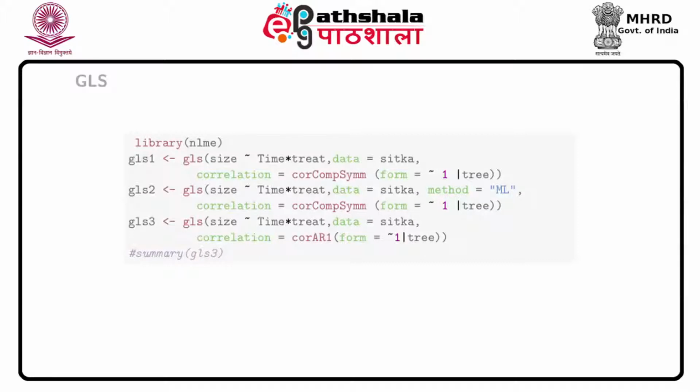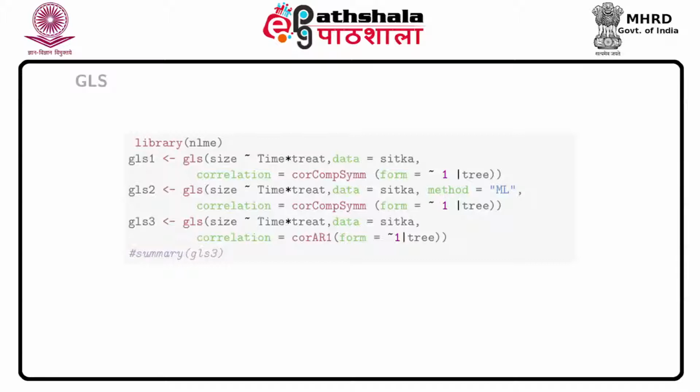So we call library(nlme), and then we use the same models GLS1, GLS2 and GLS3. Note that it's the same model as GEE1, GEE2 and GEE3. The correlation structures are the same: for GLS1 and GLS2 it's the same. The difference comes in that for GLS2 the method is maximum likelihood. For GLS1 nothing has been said, so if the method argument is not specified it means restricted maximum likelihood estimates. For GLS3 we take a different correlation structure.